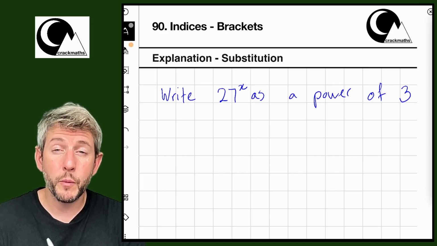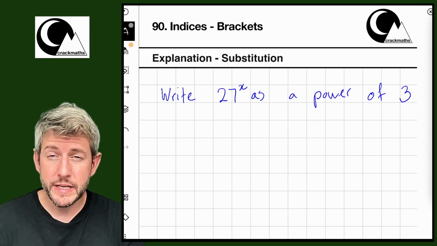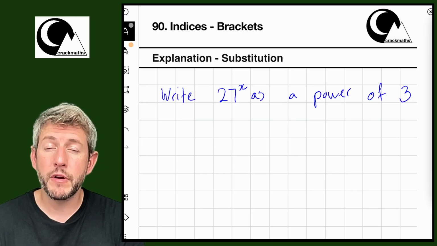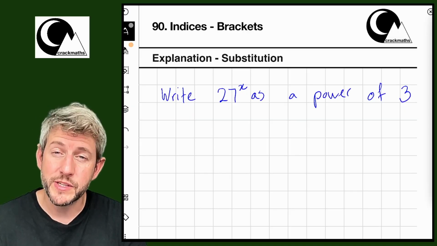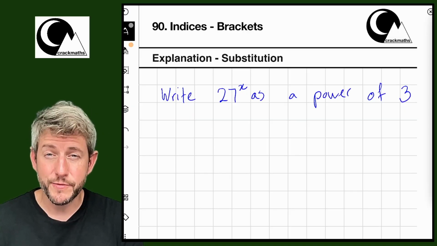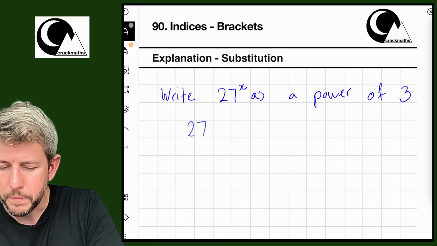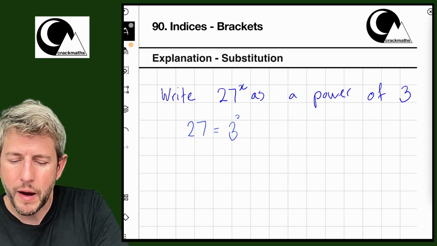So I know, well, 3 to the power of 1 is 3. 3 to the power of 2 is 3 times 3, which is 9. 3 to the power of 3 is 3 times 3 times 3, which is 27. Okay, because 3 times 3 is 9. 9 times 3 is 27. So I know that 27 is equal to 3 to the power of 3.